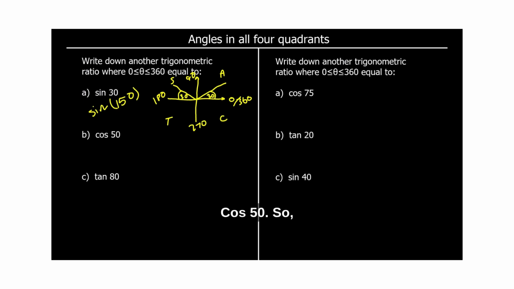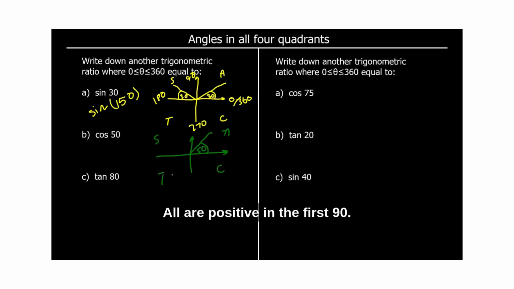Cos 50, so 50 degrees. All are positive in the first 90. Cos is positive again between 270 and 360. So it's the acute angle again, so 50 degrees. 360 minus 50 is 310 degrees.